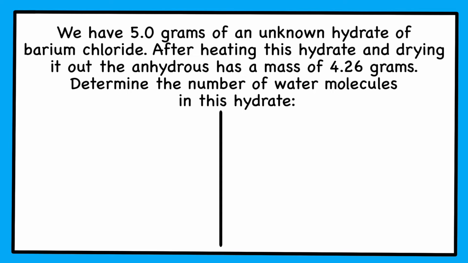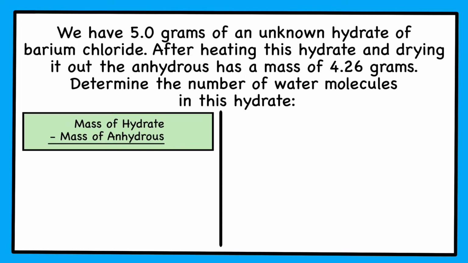In order to determine the number of water molecules driven off, we are going to have to take the mass of our hydrate and subtract the mass of our anhydrous from it. So 5.0 grams minus 4.26. This gives me 0.74 grams of water that is driven off through the dehydration process.